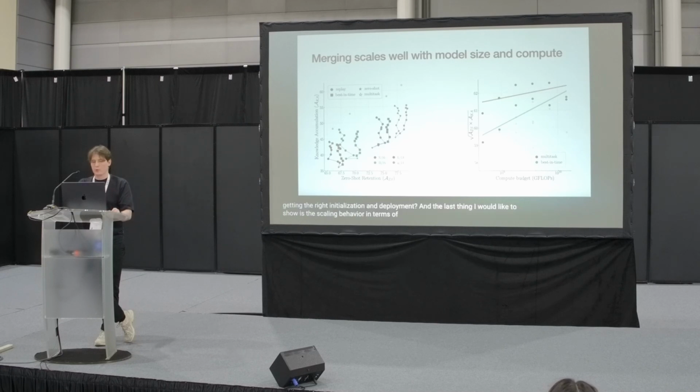And the last thing I would like to show is the scaling behavior in terms of both model size and compute. And again, the solid star is the zero-shot performance. The outline star is the multitask, so trained jointly on all the tasks. And then each curve traces a trajectory in this knowledge accumulation, zero-shot retention space. So you can see that for the smaller models, even the multitask baseline, even though it improves on accumulation, sacrifices a bit of this zero-shot retention.